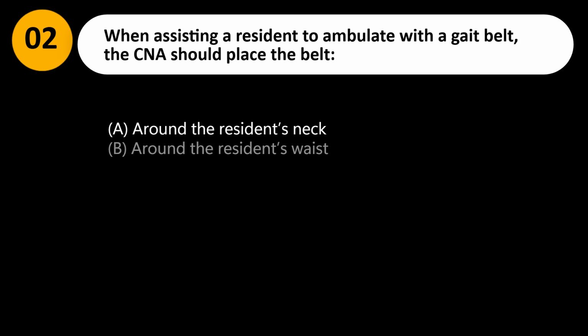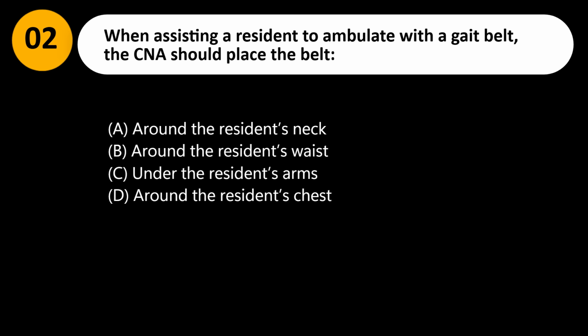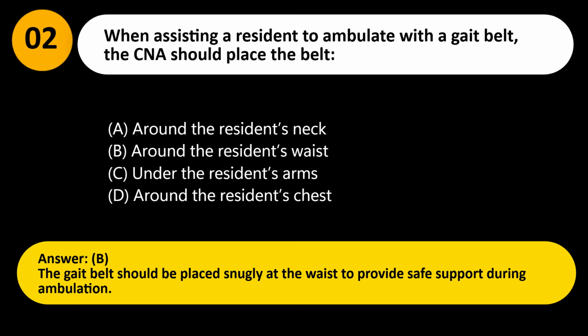When assisting a resident to ambulate with a gait belt, the CNA should place the belt A. Around the resident's neck. B. Around the resident's waist. C. Under the resident's arms. D. Around the resident's chest. Answer, B. The gait belt should be placed snugly at the waist to provide safe support during ambulation.